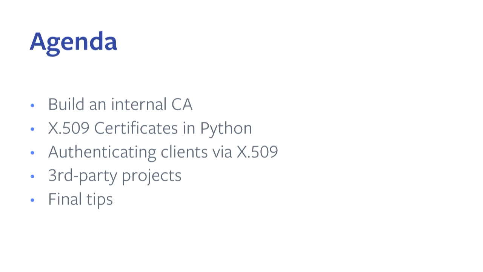So we're going to talk a little bit about how to build an internal CA and why, and especially how to do that programmatically with Python, and how to do mutual authentication, how to authenticate clients and how to authenticate servers using X.509 certificates. I'm going to cover a little bit of third-party apps. Unfortunately, I have only half an hour, so I can't do much. And I have a series of final tips that will be interesting.